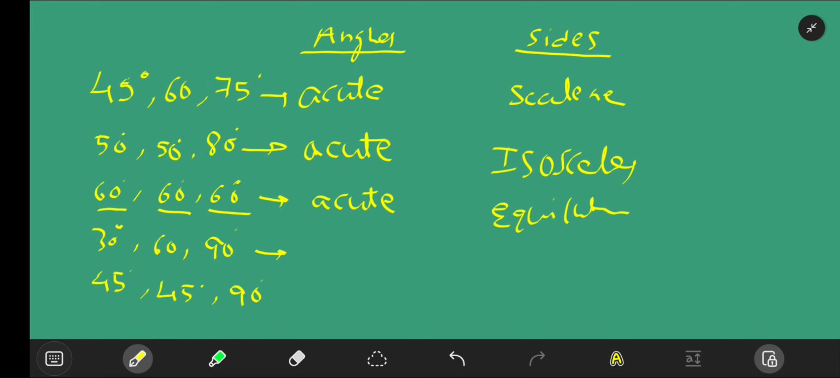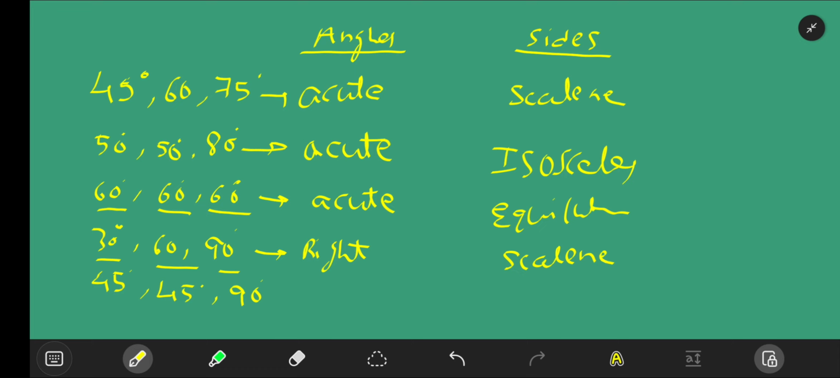Now 30 degrees, 60 degrees, 90 degrees. One angle is equal to 90 degrees here. When one angle is equal to 90 degrees, the triangle is a right angle triangle. So this is right angle triangle. And the three angles are different, so this is scalene.